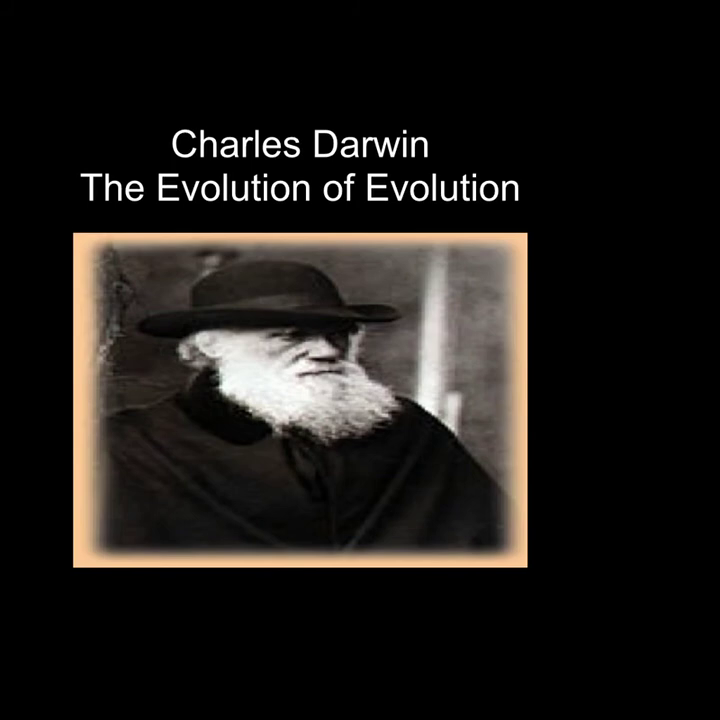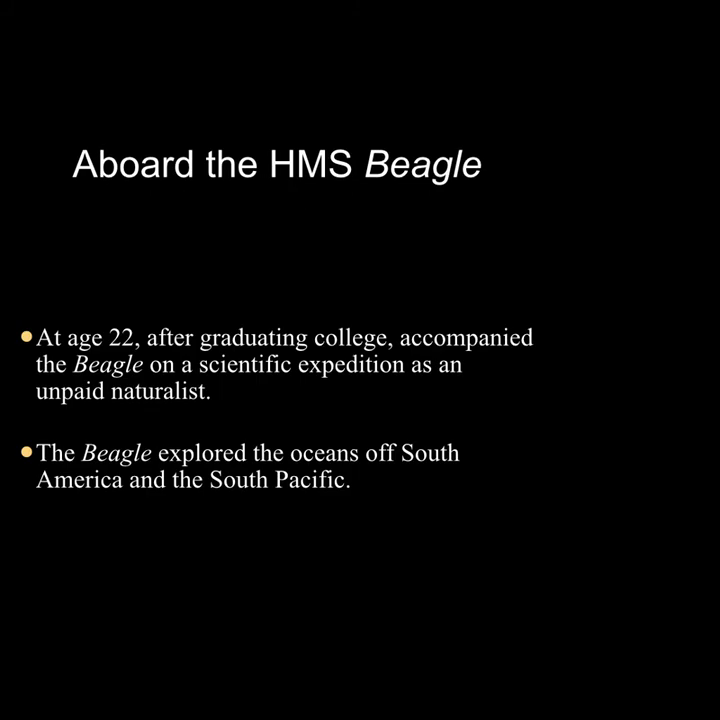This presentation is on Charles Darwin, from the time of his voyage through his development of the theory of natural selection. Aboard the HMS Beagle, again, we talked about his earlier years, his schooling and development. At age 22, he graduated college with a degree in divinity and accompanied the Beagle on a scientific voyage of exploration as an unpaid naturalist.